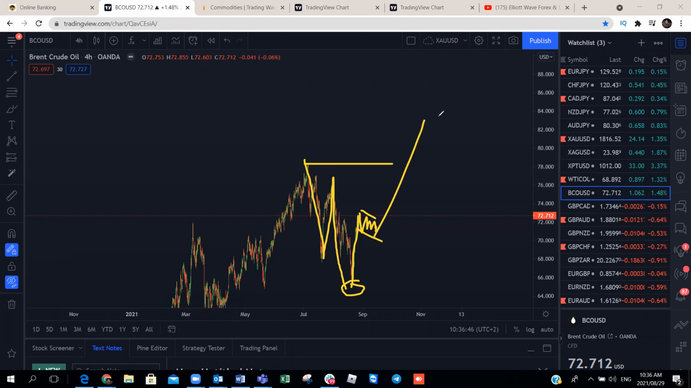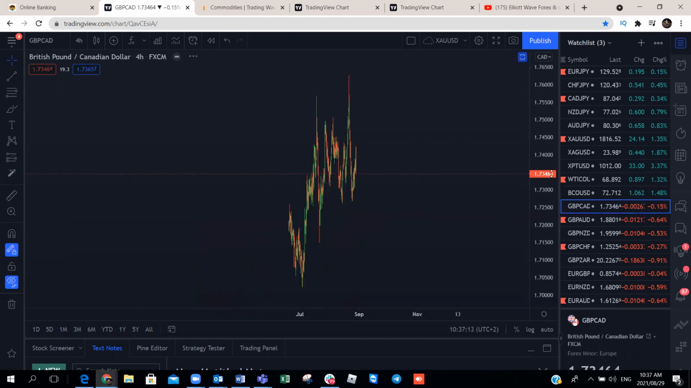Okay, so that 3-wave pullback was clear as the sky as follows. 1, 2, 3. This is not clear. You cannot count it in this degree. You have to go down 1 lower to see that we've got 3 waves here. 1, 2, 3. So a clear WXY corrective structure. That's why we were able to focus the reversal for oil here. And now we're looking for more upside. And now we're looking for indicator to give us a setup for more upside around those levels.